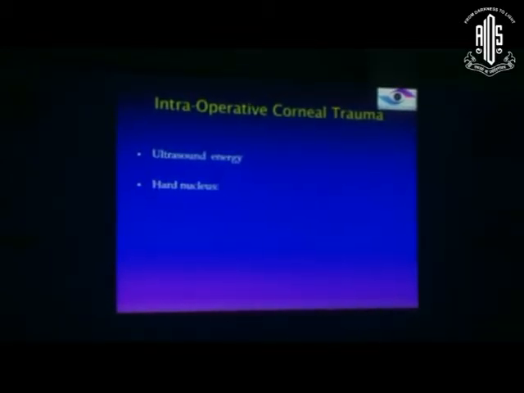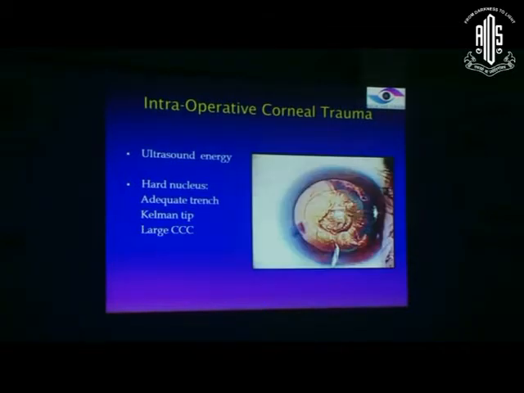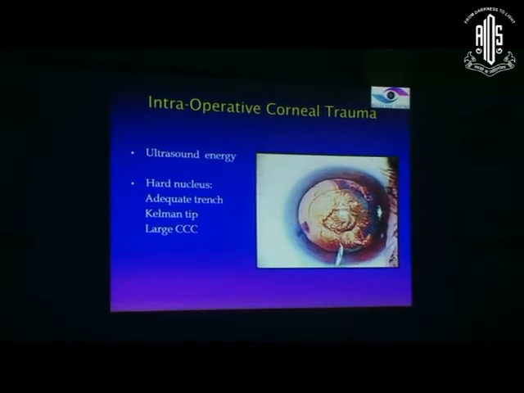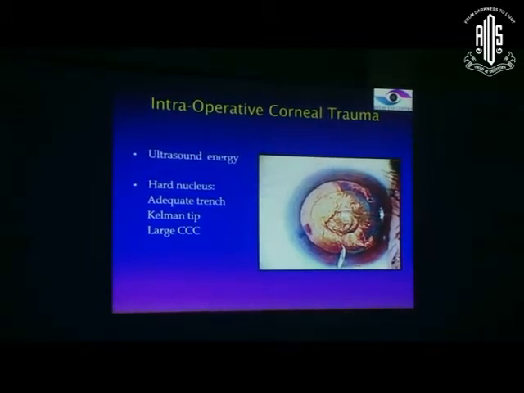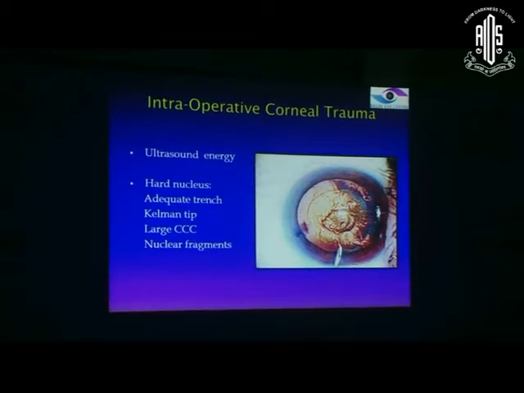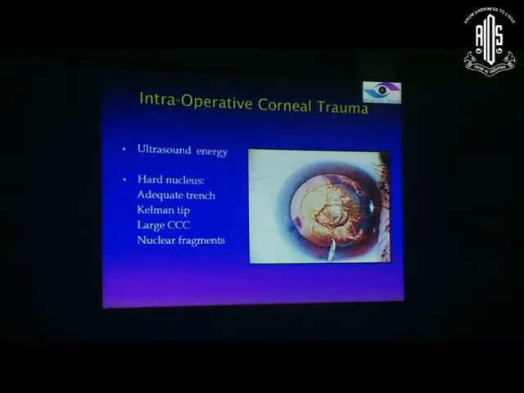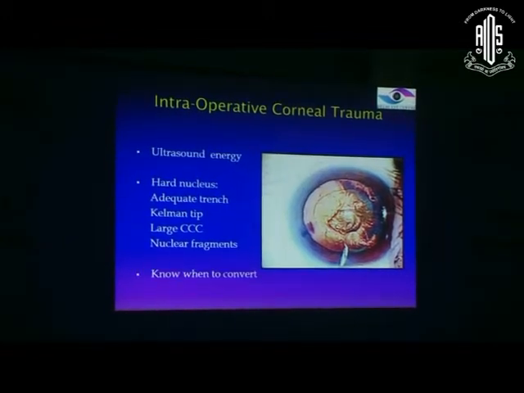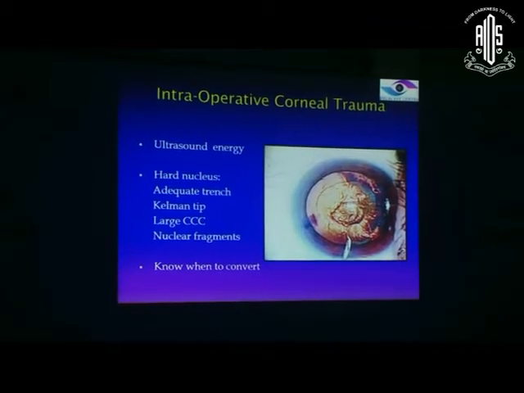So if we use a lot of ultrasound energy and if it's a very hard nucleus, then we must make an adequate trench using a Kelman tip. And this capsulorhexis should be large enough so that we can maneuver easily and we are not struggling throughout the surgery. And if we have nuclear fragments which are very hard and we are not able to catch hold of them, they are tumbling, then we should create a good vacuum seal, and then come in the center and then aspirate them. And we should always know when to convert.